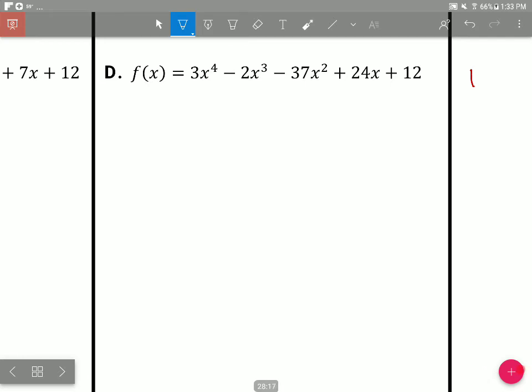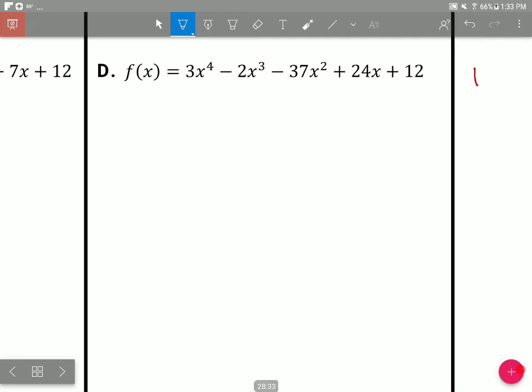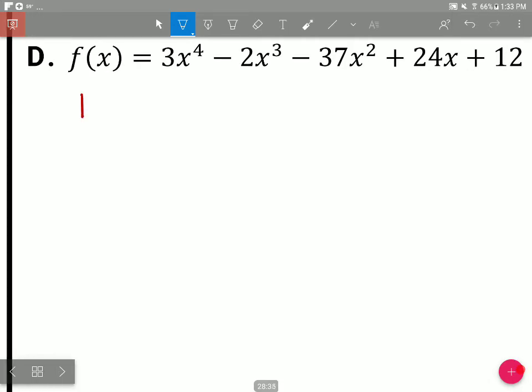I think you're looking at the old one. Oh, you're looking at letter B. We're doing letter D right now. But letter D, there is only one whole numbered root, and it is at 1. So we're going to start here. Divide it out. We got a 1. And then pull your coefficients: 3, negative 2, negative 37, 24, and 12.